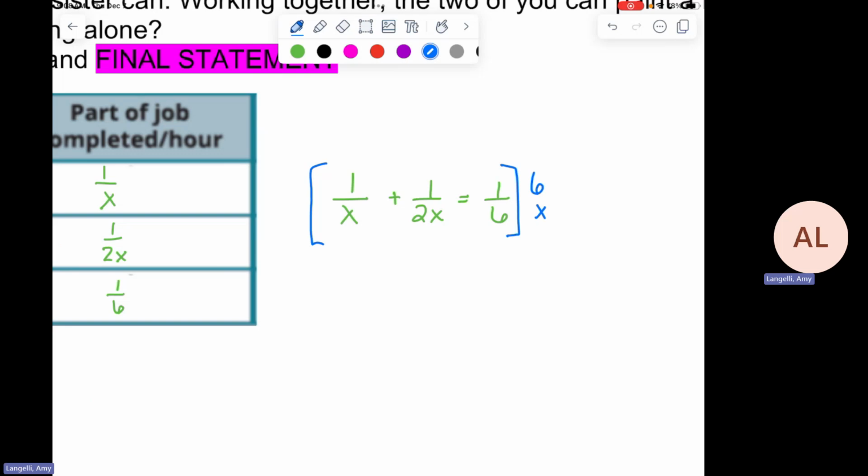Now let's talk about what they're missing, and then I'll go to the next one. What is the first one missing? 6. What's the next one missing? A 3, because it already has the 2. 6 divided by 2 is 3. And what's the last one missing? The X. Good.